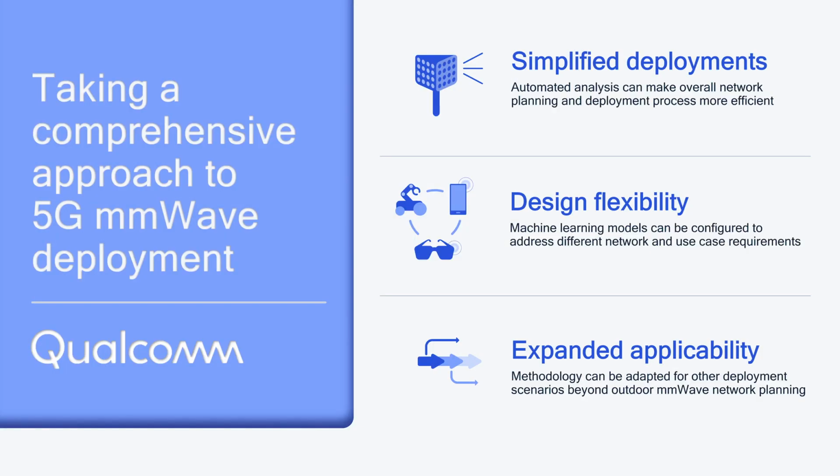In conclusion, we are taking a comprehensive approach to designing and optimizing 5G millimeter wave networks. Our approach that combines machine learning and optimization techniques could greatly simplify the network planning process. There is a lot of different tools or node options in the deployment toolbox, and our models can be configured to evaluate different options to meet the system requirements. And lastly, there is an expanded applicability of this technique to other deployment scenarios and uses beyond millimeter wave network planning, such as for sub-7 GHz and indoor deployments.